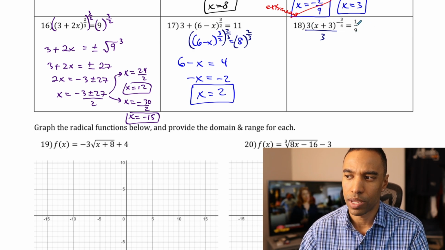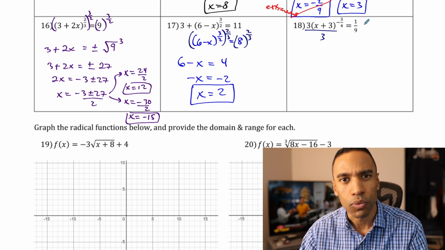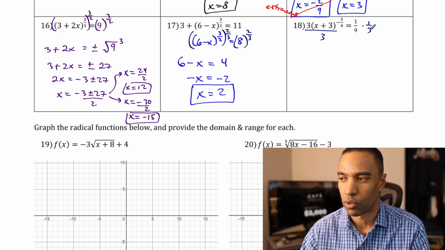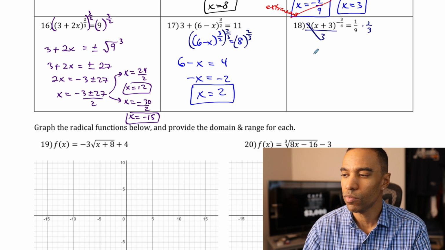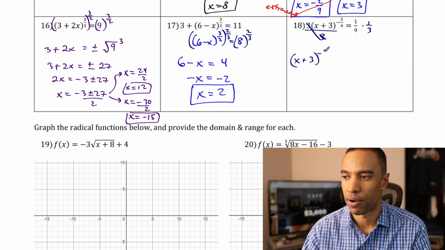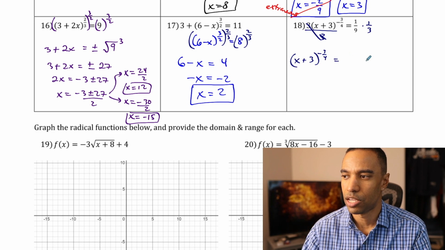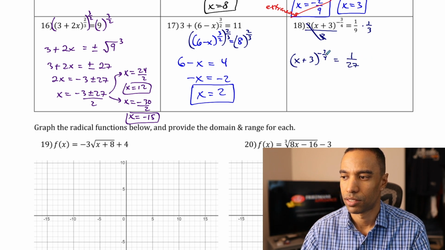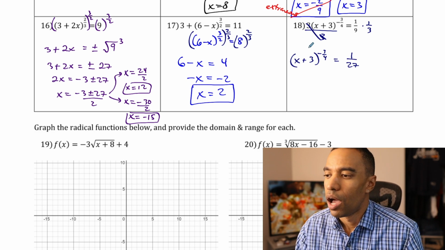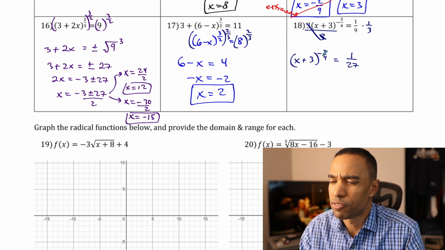Now, how do I divide by 3 over here? What's 1/9 divided by 3? It's not 1/3. You got to multiply by 1/3. I think that's the better way of looking at it there. So we have x plus 3 to the negative 3/4 power equals 1/27. That's a third smaller. That's 3 times smaller. I've talked about this before.